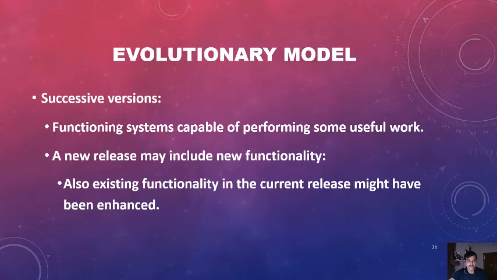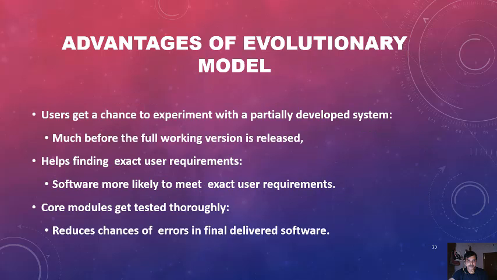The successive versions are functioning systems capable of performing some useful work. A new release may include new functionality. Also, existing functionality in the current release might have been enhanced. The user gets a chance to experiment with a partially developed system much before the full working version is released, which helps in finding exact user requirements, so the software is more likely to meet exact user requirements.